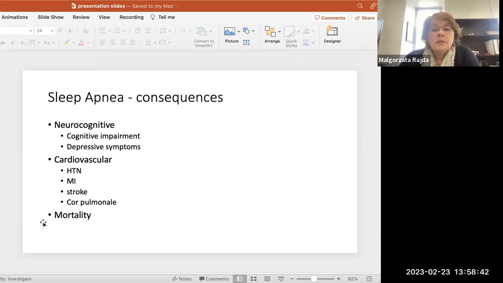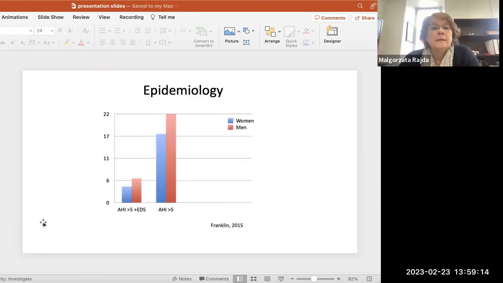The cardiovascular consequences can also be quite significant, with predominantly hypertension and other cardiovascular diseases being linked to untreated sleep apnea. And it can go all the way to cor pulmonale. There's also the possibility of arrhythmias, and definitely untreated sleep apnea does carry an increased mortality risk.